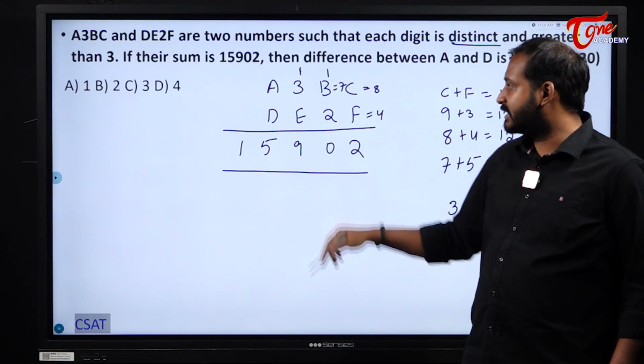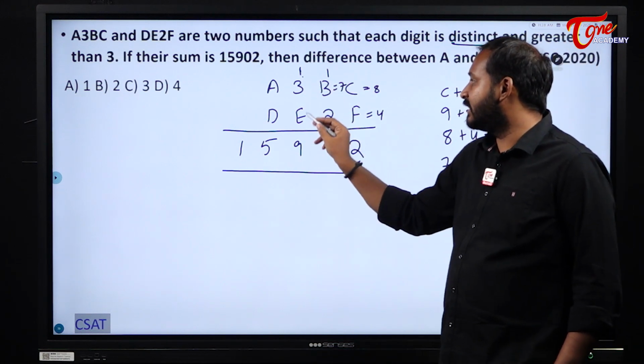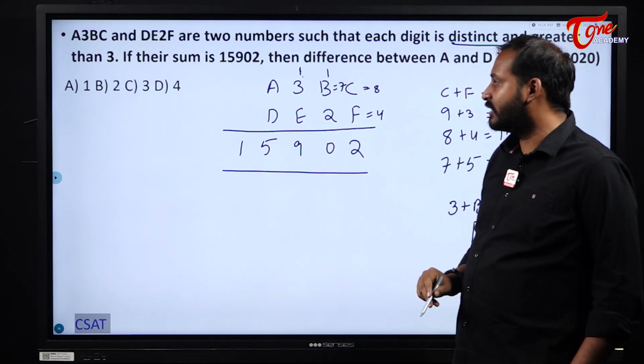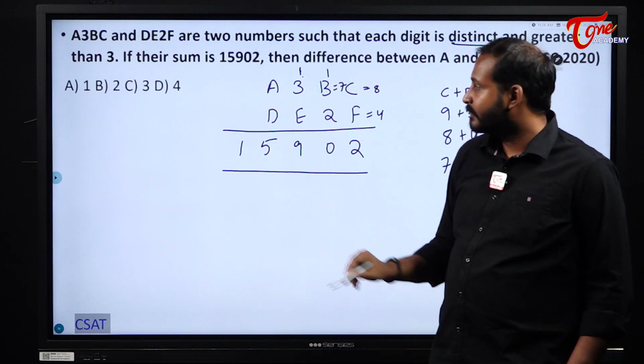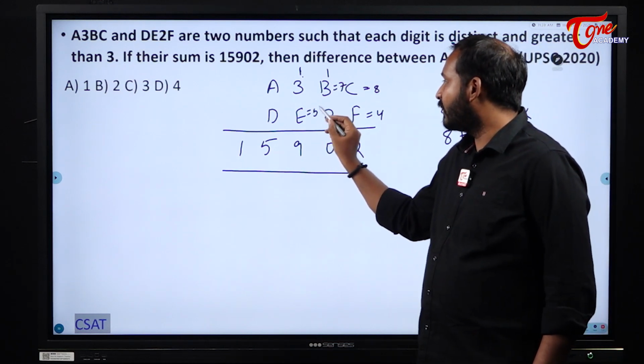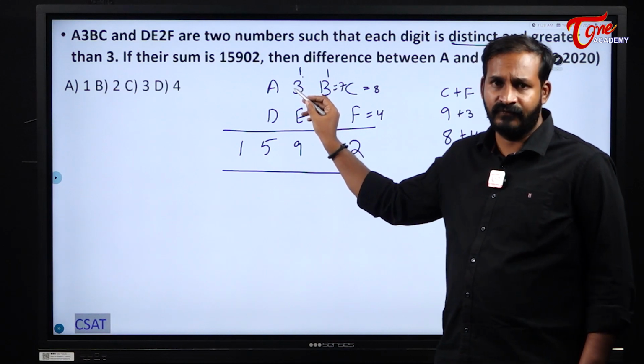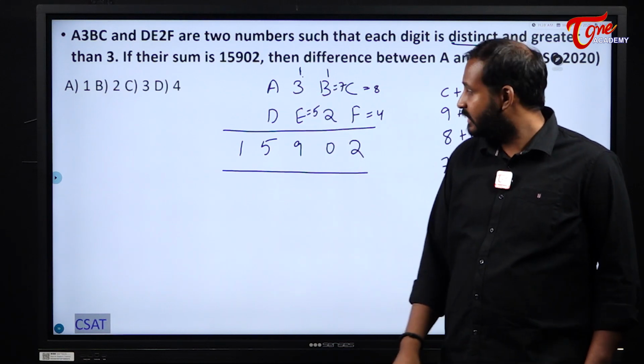Next 1 will go as carry. Now 1 plus 3 plus E. E value should become what? So that unit digit should become 9. E value should become 5. Why? Because 3 plus 1 is 4. 4 plus 5 you will get as 9.